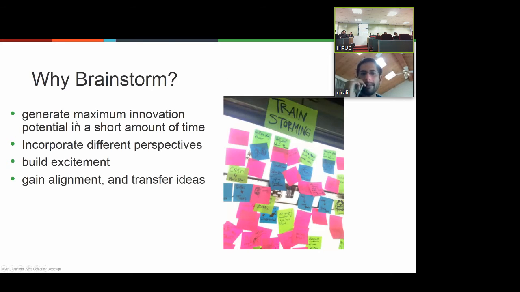So again, brainstorming is to generate a maximum innovation potential in a short amount of time, incorporate different perspectives, so different people on the team. You can build excitement with brainstorming so that you can get more enthusiasm and motivation. And then finally, to gain alignment and share ideas. So here's a team doing some brainstorming on the train. So they called it trainstorming. And this is very typical, you put the ideas on these Post-it notes.